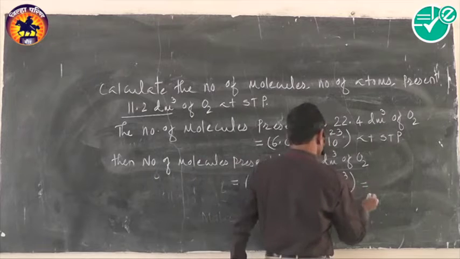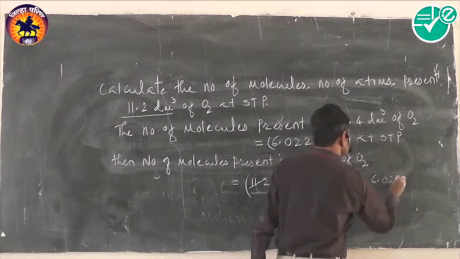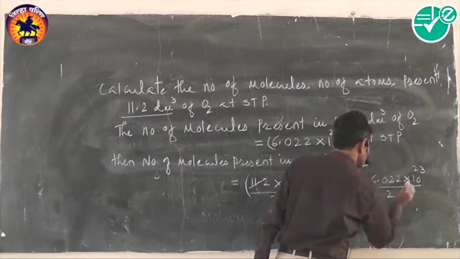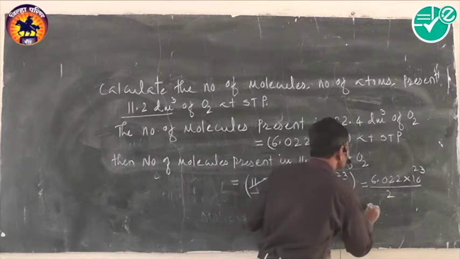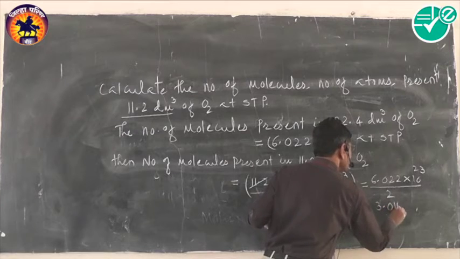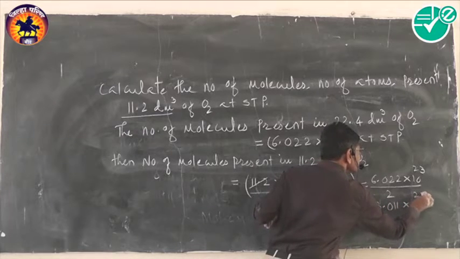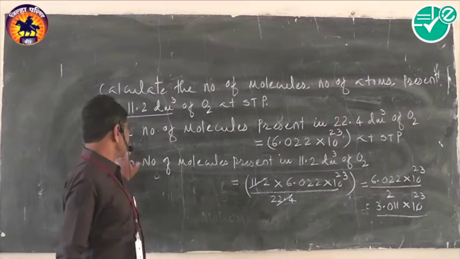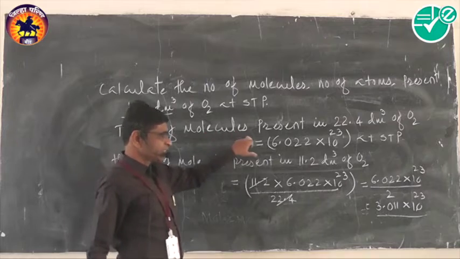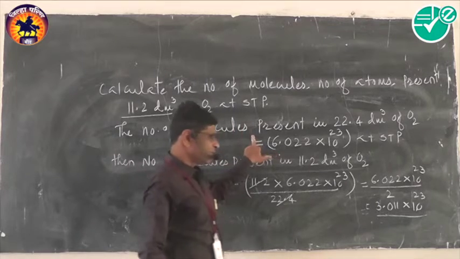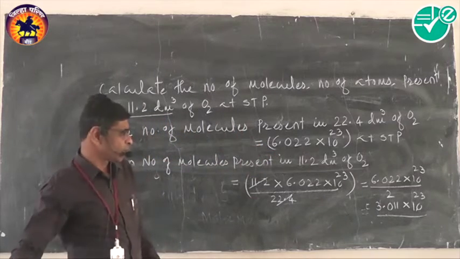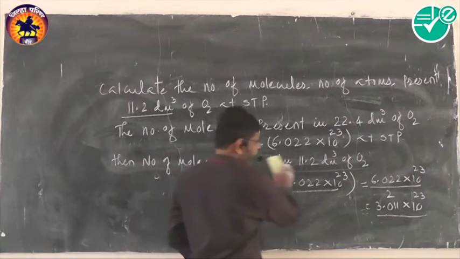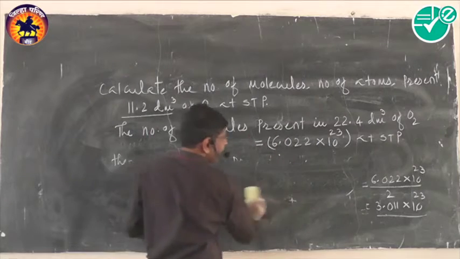And so the number of molecules present, that is 6.022 × 10^23 divided by 2. And thus it is equal to 3.011 × 10^23. So what are the number of molecules present in these 11.2 decimeter cube of oxygen at STP? That is 3.011 × 10^23. That is the half of the gram molar volume. And then we have to calculate the number of atoms.